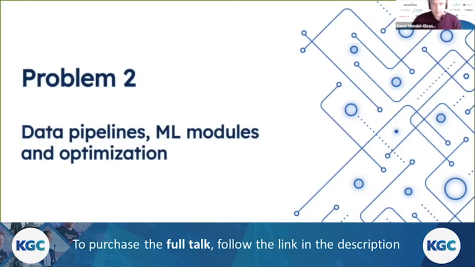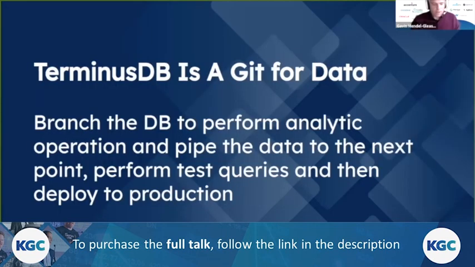So we need to be getting the data from the knowledge graph, doing analytics on top of it, using it to do optimization. So TerminusDB is structured as a Git for data. So we have designed our database in order to deal with the sorts of problems that arise from doing machine learning tasks on the back of a knowledge graph.